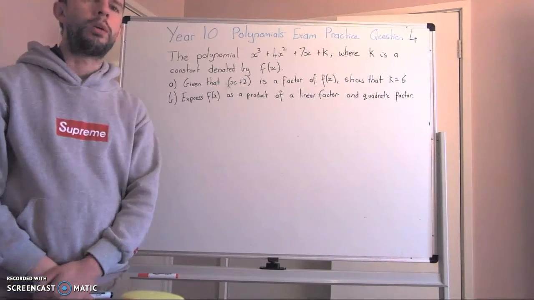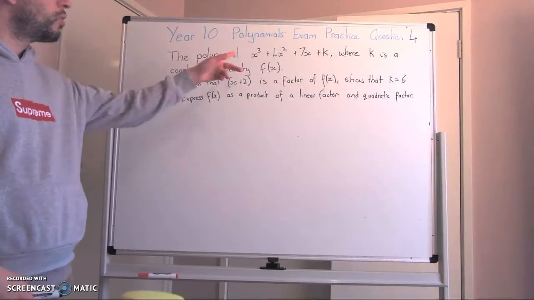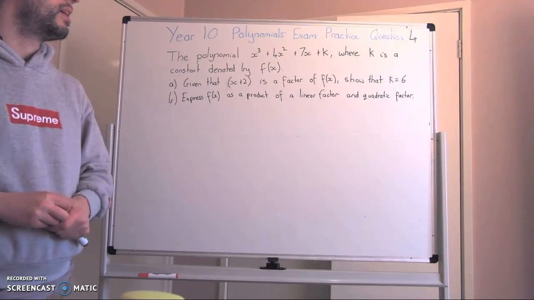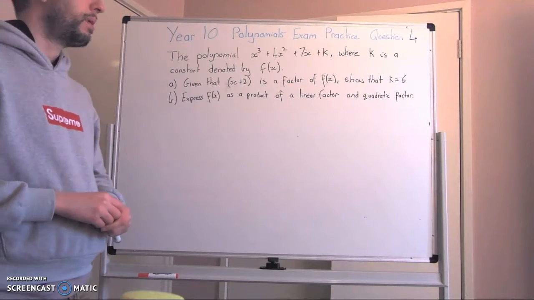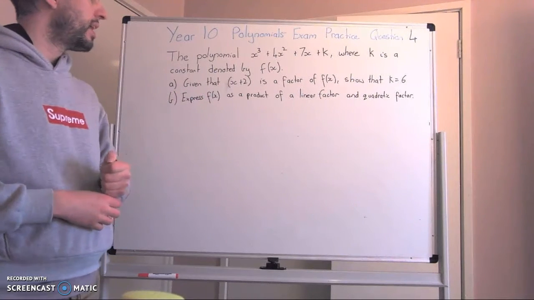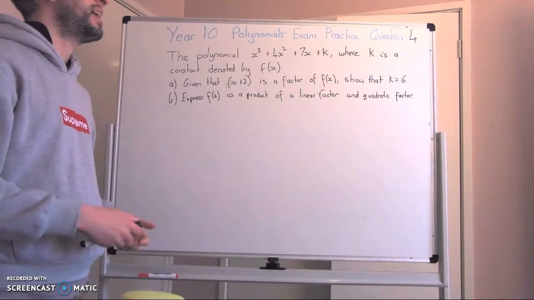Year 10 Polynomial Exam Practice Question 4. The polynomial x to the power of 3 plus 4x squared plus 7x plus k, where k is a constant, is denoted by f of x. A. Given that x plus 2 is a factor of f of x, we want to show that k is 6.